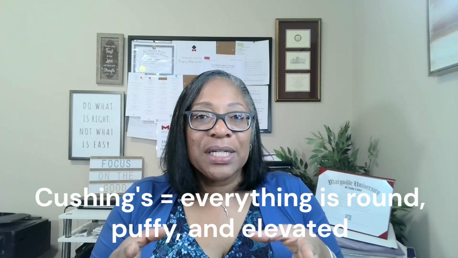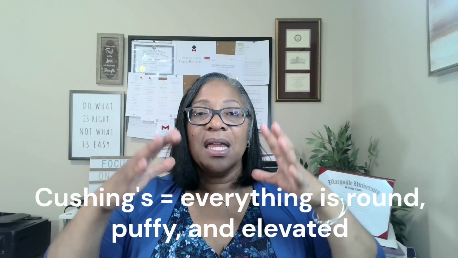They'll have hyperglycemia because cortisol raises blood sugar. They're going to have hypertension because cortisol holds on to sodium and water. They're going to suffer from immunosuppression, so they may come in with frequent infections. And then they'll also have osteoporosis, mood swings, and irritability. So when you're thinking Cushing's, think everything is round and puffy and elevated, okay?